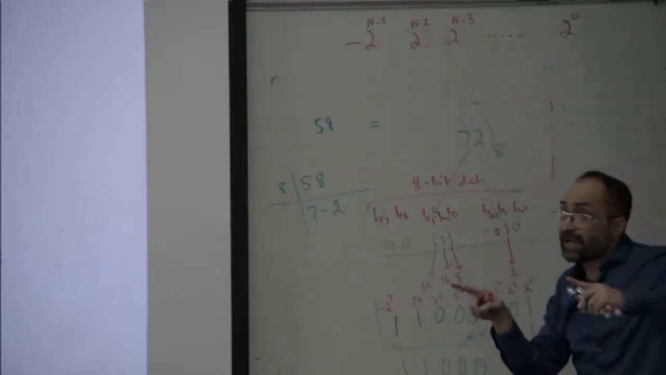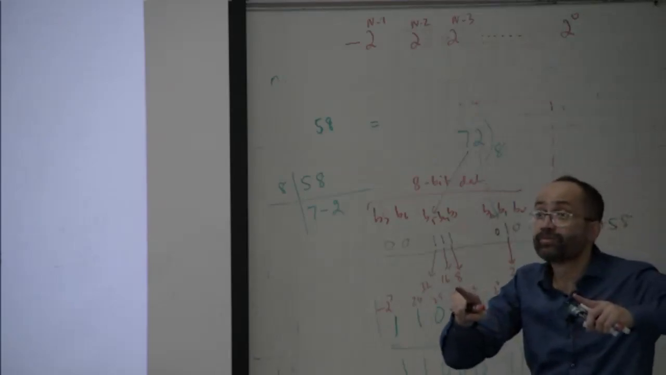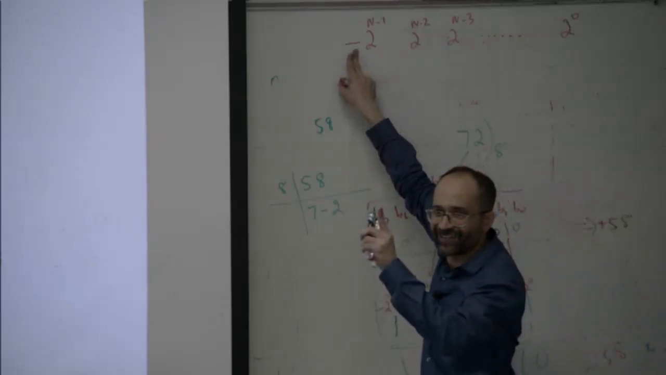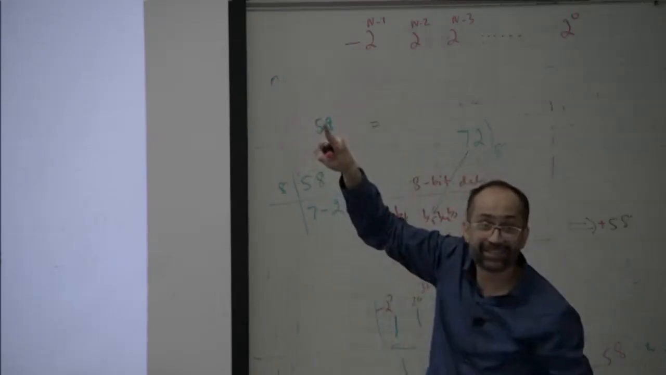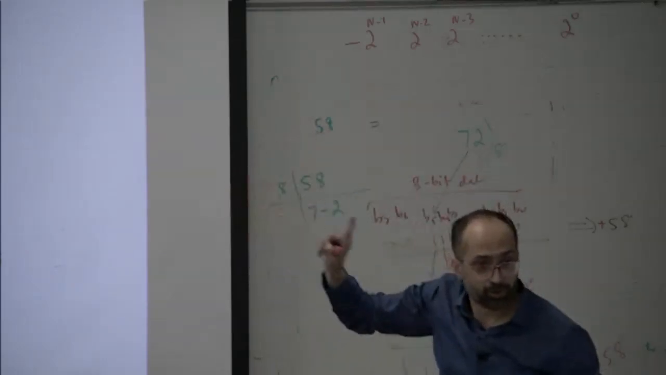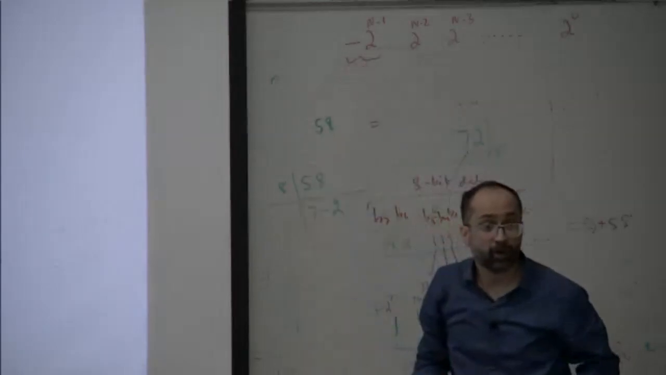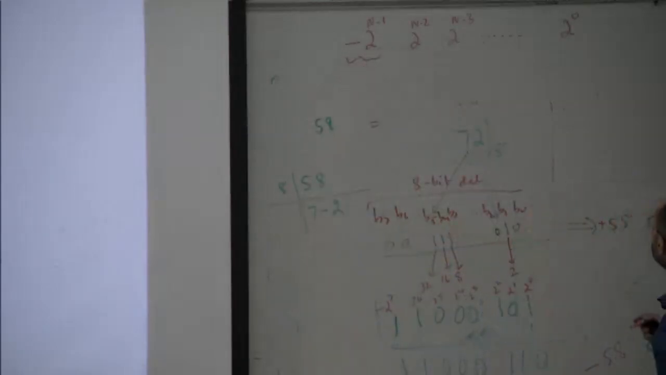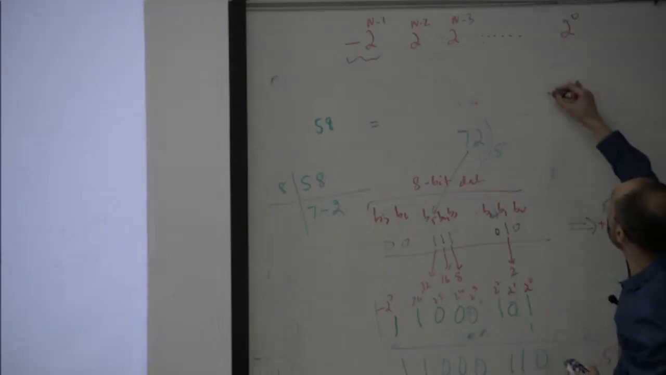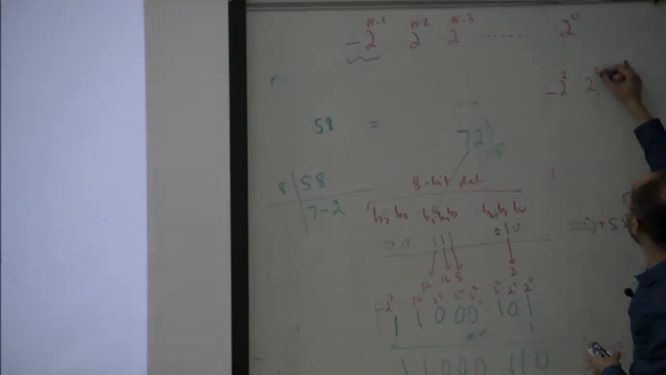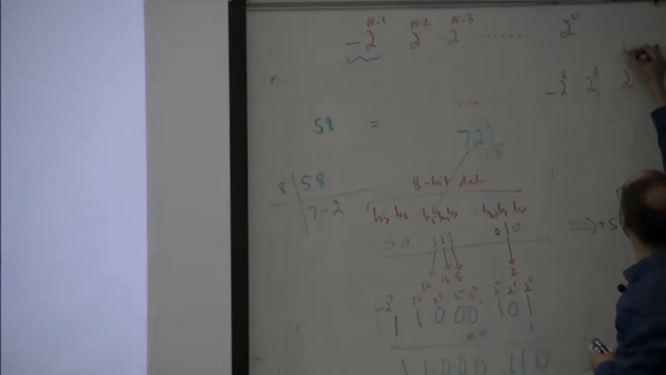If it is an unsigned number, its weight is plus 2 to the power n minus 1. But if it's a negative number, its weight is minus 2 to the power n minus 1. Got it? And the most significant bit represents what? The sign bit. Okay, now assume that we have a 3-bit data. So it will actually be minus 2 to the power 2, and then 2 to the power 1, and 2 to the power 0.